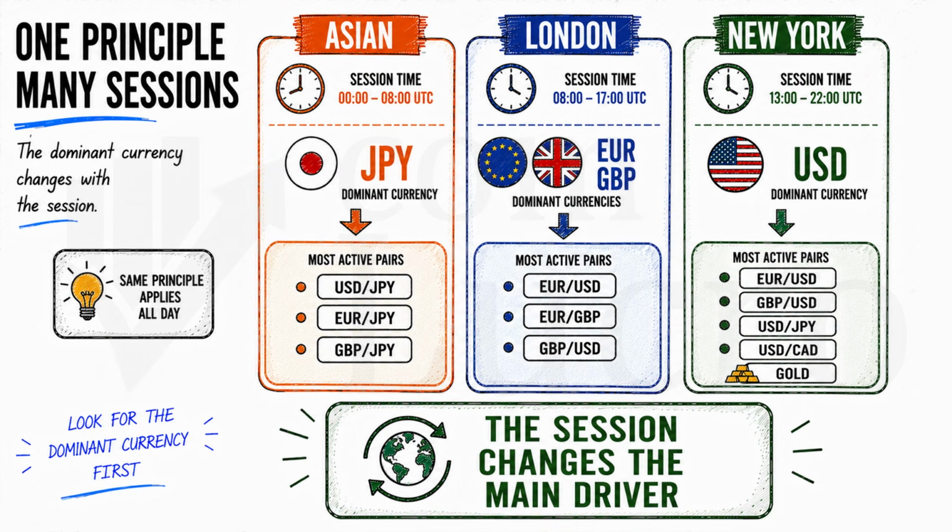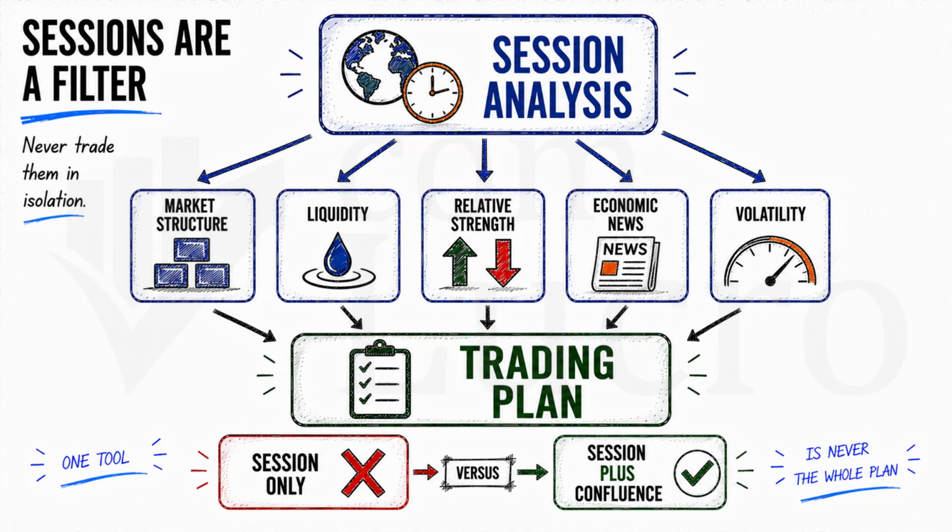The same principle can appear in other sessions. During London, broad strength or weakness in the euro or pound can affect several related pairs. During New York, a major move in the US dollar can influence Euro USD, GBP USD, USD JPY, USD CAD, gold, and many other markets. The key lesson is that session analysis should not be used in isolation. It should be combined with market structure, liquidity, relative currency strength, economic news, volatility, and a clearly defined trading plan.